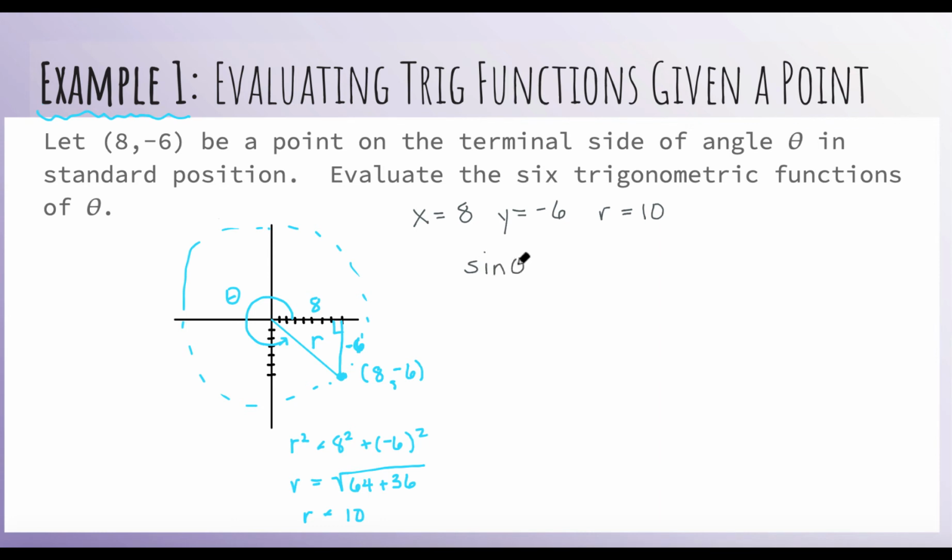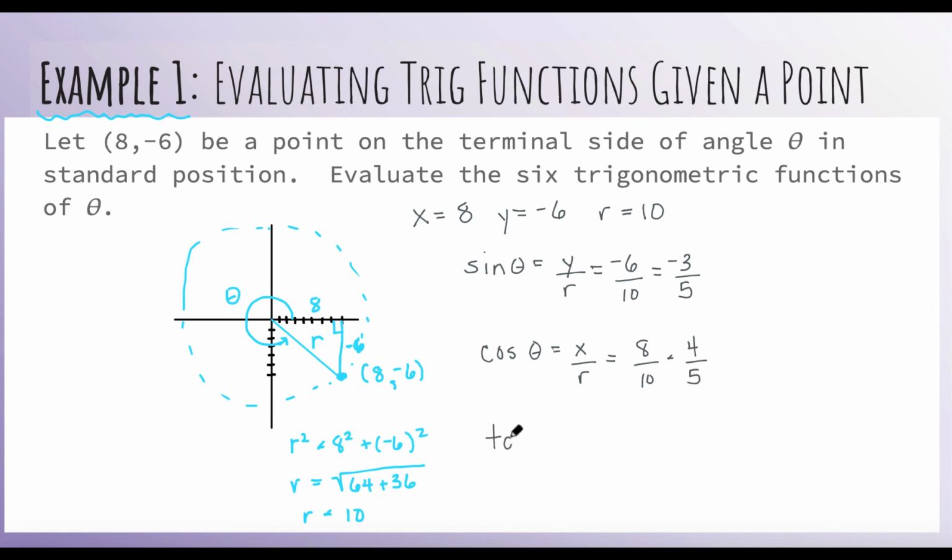The sine of theta, we said, is going to be the ratio of y over r. So this is going to be equal to -6 over 10. We need to make sure we simplify this, so this is -3 over 5. Okay, let's look at the cosine of theta. We said that this is going to be x over r. It's the ratio, and this is 8 over 10. So we're going to simplify this to 4 over 5.